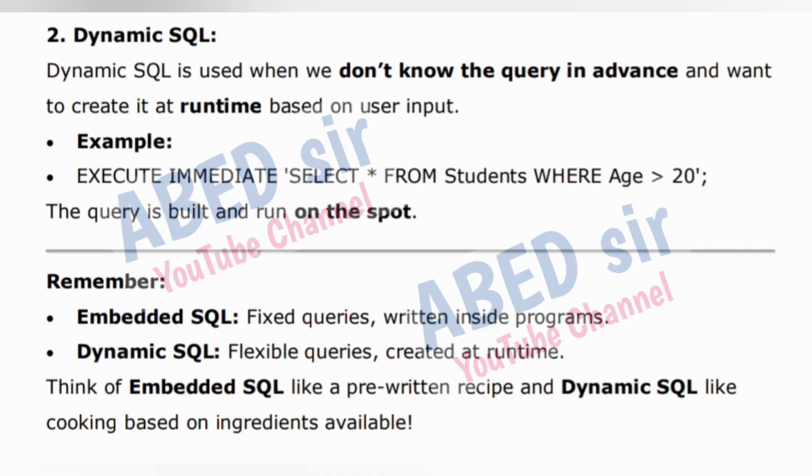2. Dynamic SQL. Dynamic SQL is used when we don't know the query in advance and want to create it at runtime based on user input. Example: execute immediate select * from students where age > 20. The query is built and run on the spot. Remember, embedded SQL: fixed queries, written inside programs. Dynamic SQL: flexible queries, created at runtime. Think of embedded SQL like a pre-written recipe and dynamic SQL like cooking based on ingredients available.